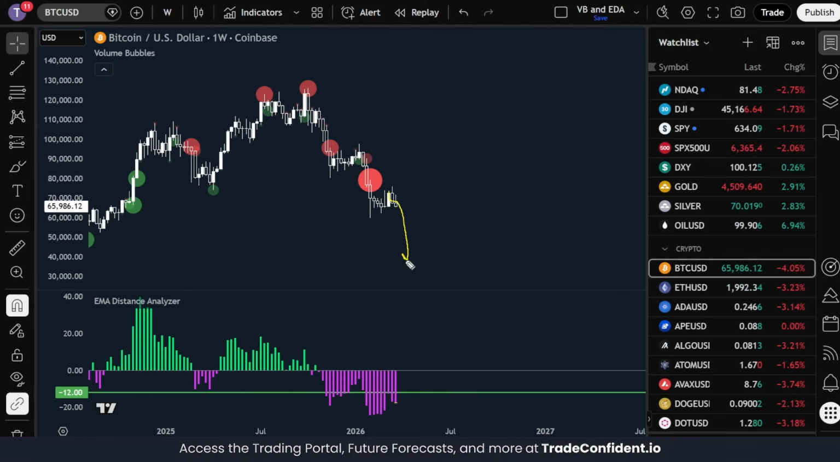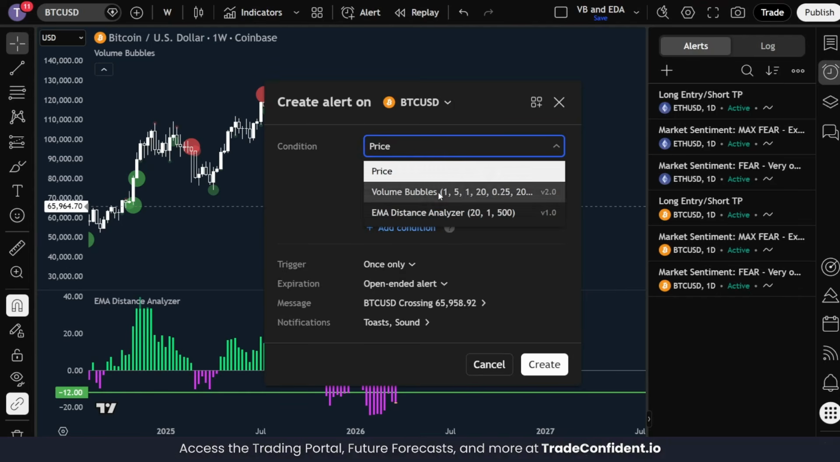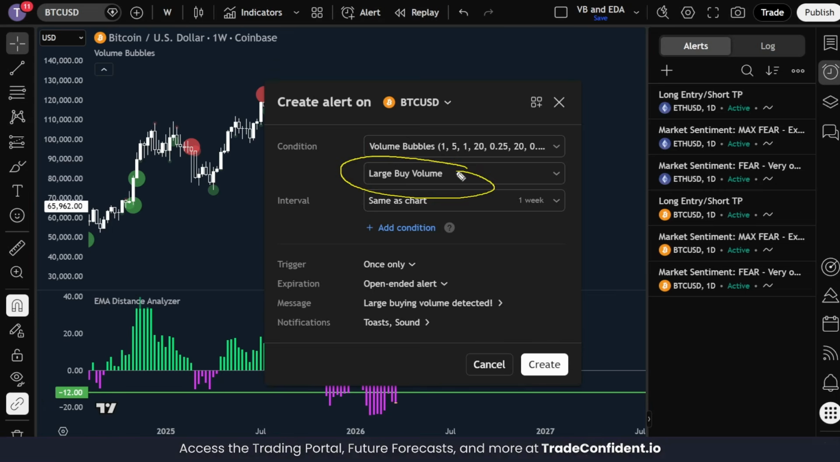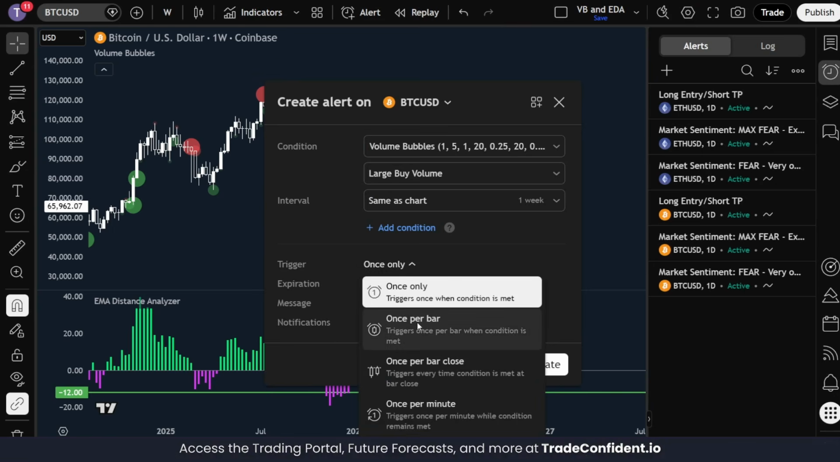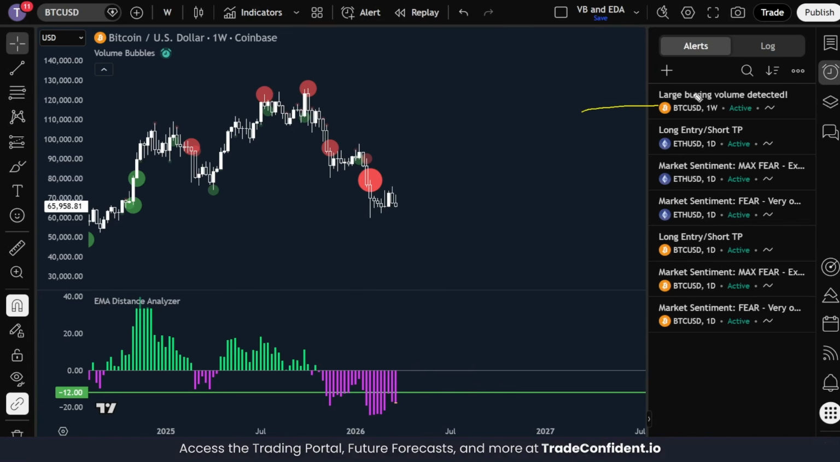Now, as the price drops, we want to find the opposite. We want to see green volume bubbles indicating large amounts of whale buy pressure. And when you get that, this is where we're looking for major moves up. So what I want you to do is set a quick alert on the volume bubbles. We're looking for large buy volume. Once per bar close, click create. And as soon as you see that alert pop on your trading device on the weekly time frame, this may be a fantastic time to enter.